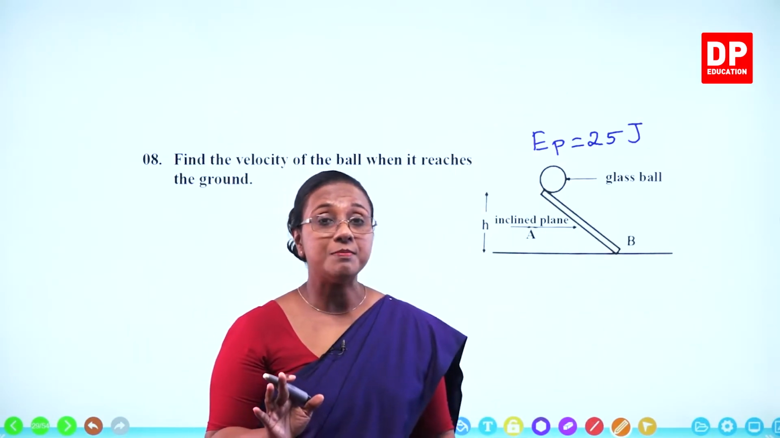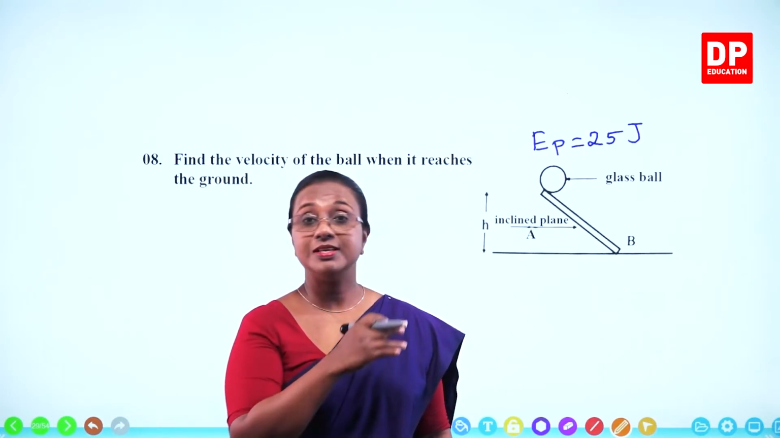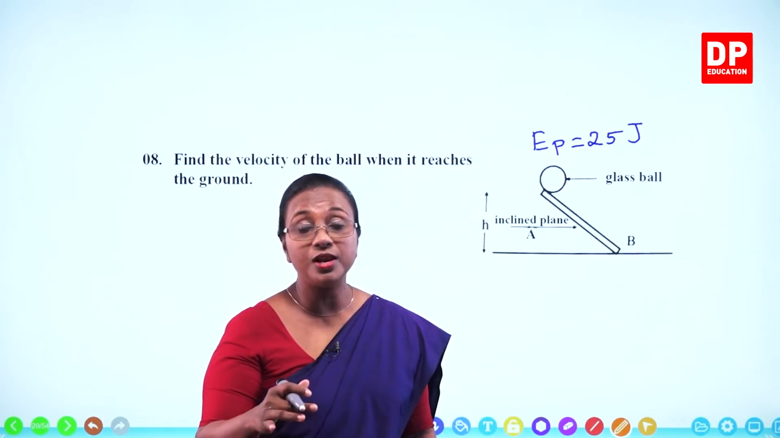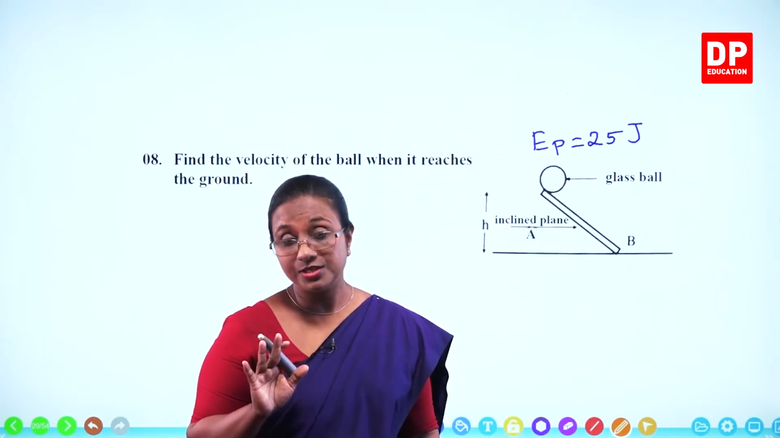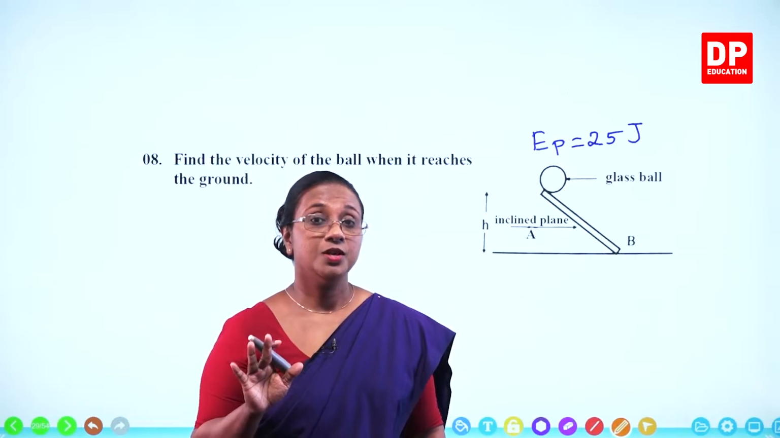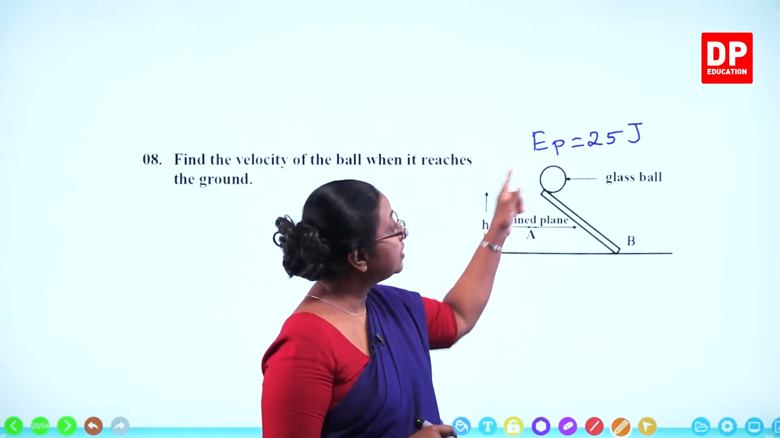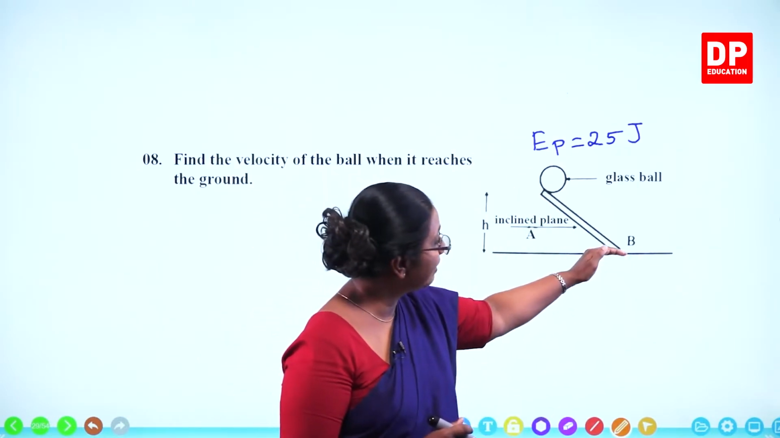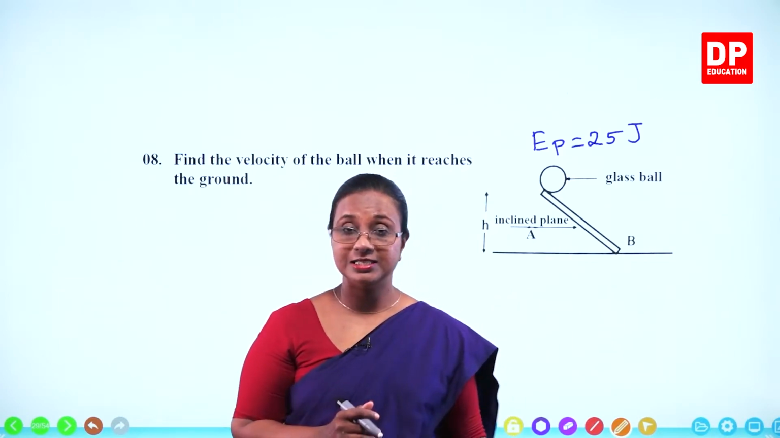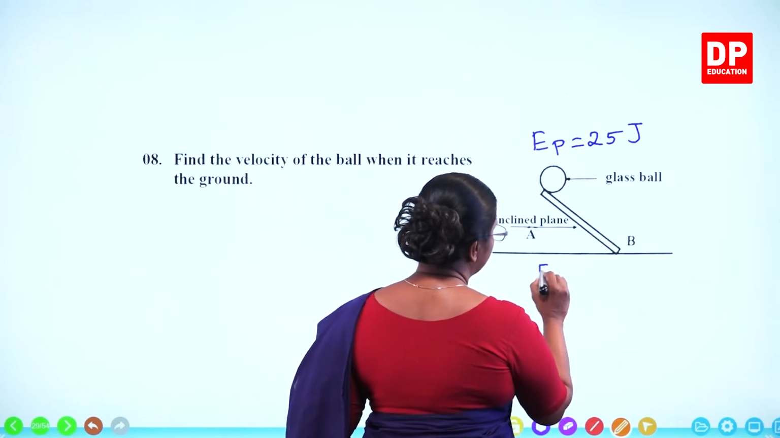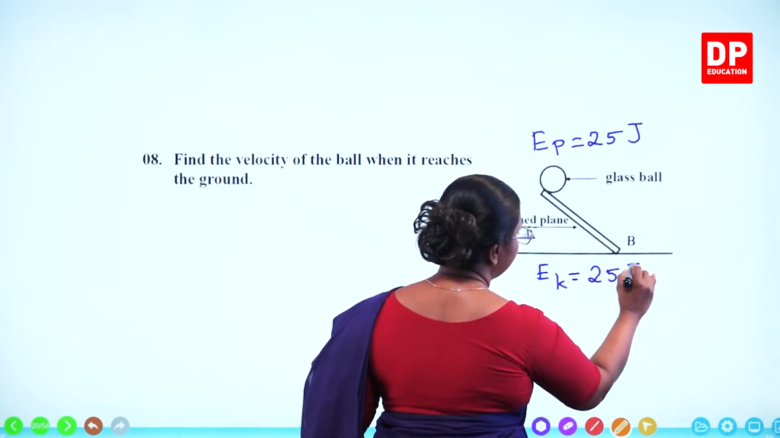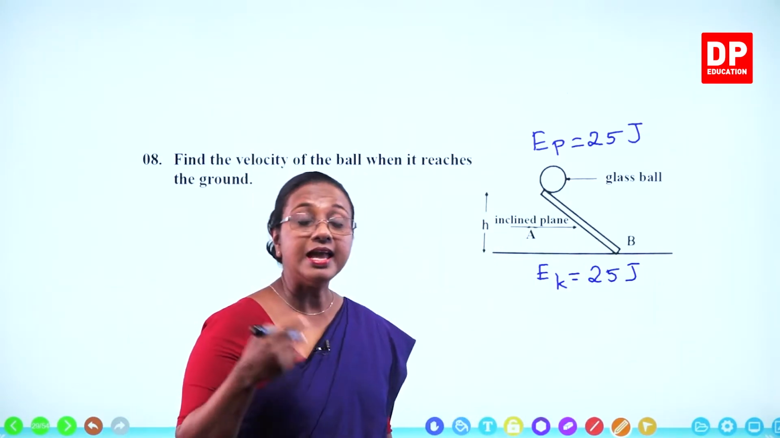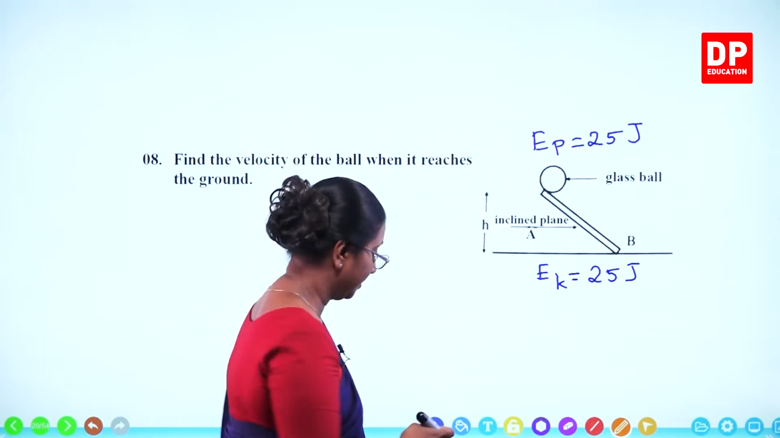If you can remember, there is no friction. We said smooth surface, smooth ball, no friction. So we assume that there is no energy loss due to friction. So that means all this potential energy will be converted to kinetic energy there. So E kinetic will be equal to 25 joules there. Then you can find the velocity.